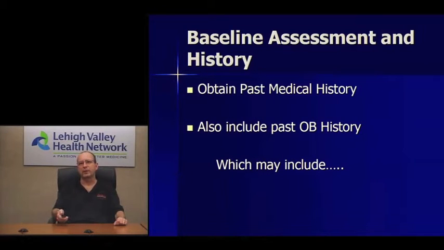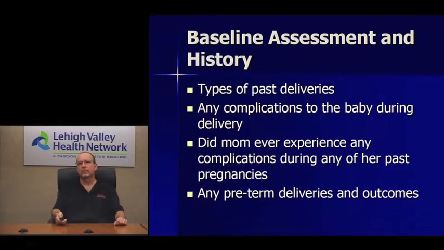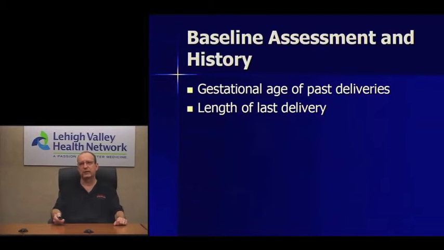I want to get any past medical history of the mom, also any past OB history. Like the types of past deliveries, were they C-sections or were they normal deliveries? Were there any complications with the previous babies? Did mom experience any complications in her past pregnancies? And if there were any preterm deliveries and what those outcomes were. The gestational age of past deliveries might give you a cue how much time you've got, and the length of the last delivery. Did it take 20 hours? Did it take 2 hours? That might be good to know.